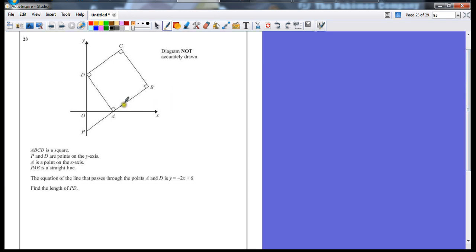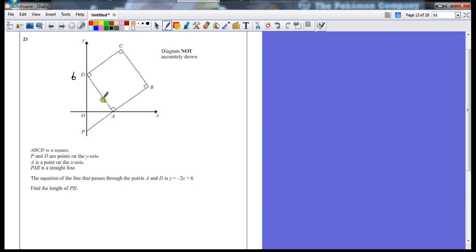The only information that this actually tells us is that the gradient is minus 2 and it crosses through the y-axis here at 6. So now we just need to know what this point here is. There are quite a few different methods you can use to solve this question. It's quite tricky. The way I would approach this problem is to ask, what's the equation of this line?